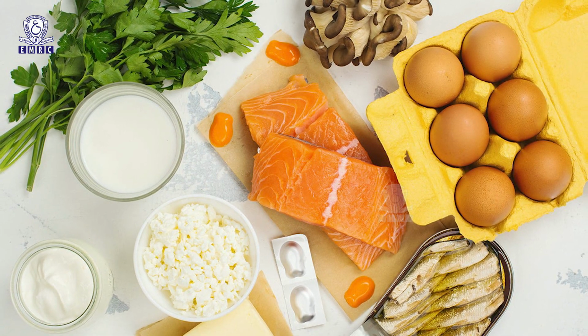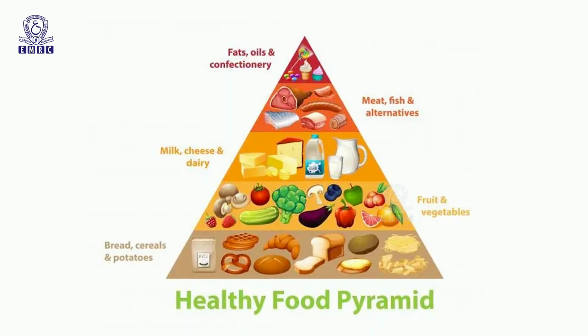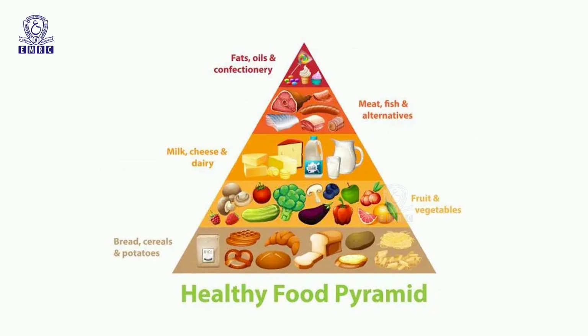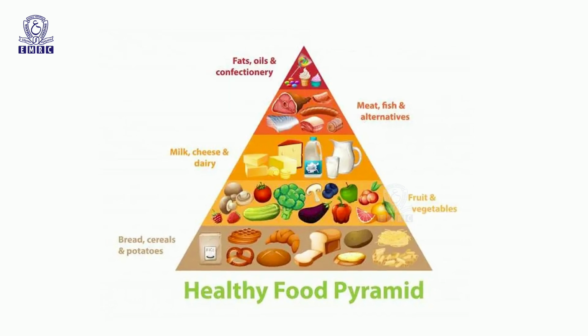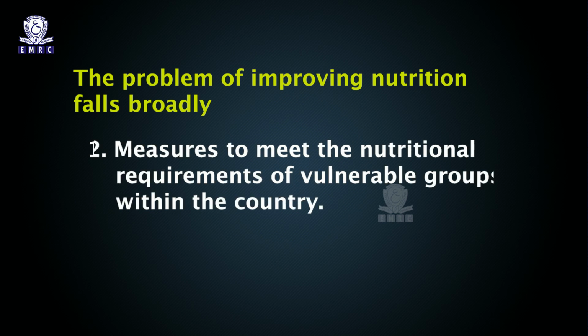There is both undernutrition and malnutrition in urban areas. Food deficiency bears most harshly on growing children among the poorer sections of the urban areas. At the present stage, when there is a shortage of cereals and food grains and other protective foods, particularly milk, the problem of improving nutrition falls broadly under two heads, namely: 1. Education of the public and of various groups of workers in nutrition, and 2.